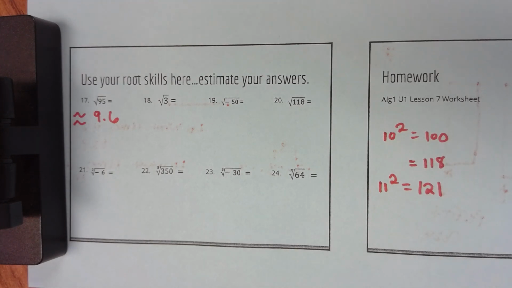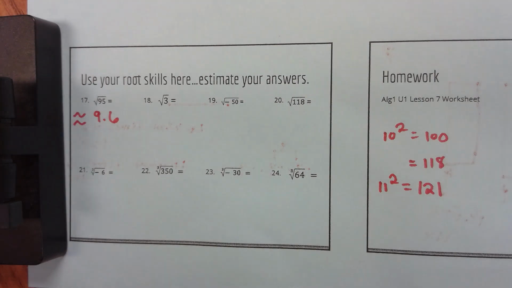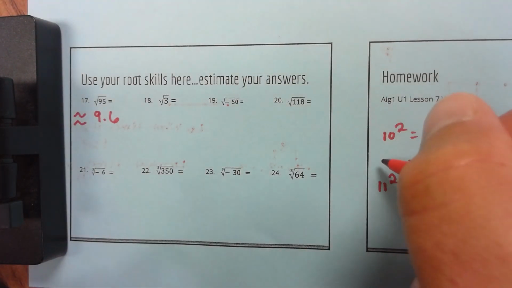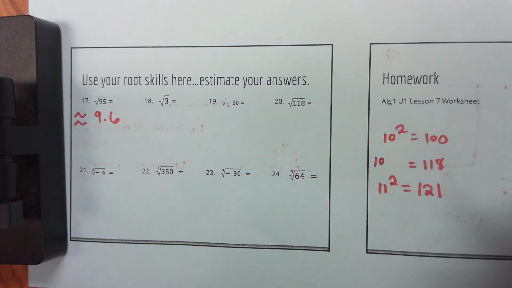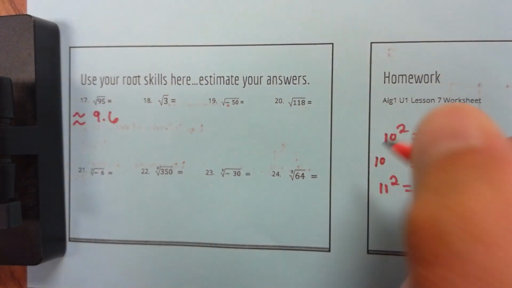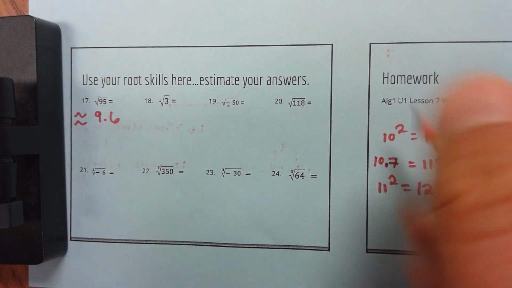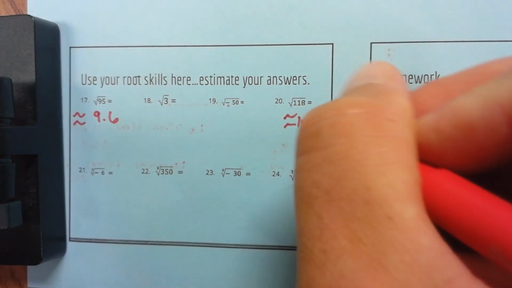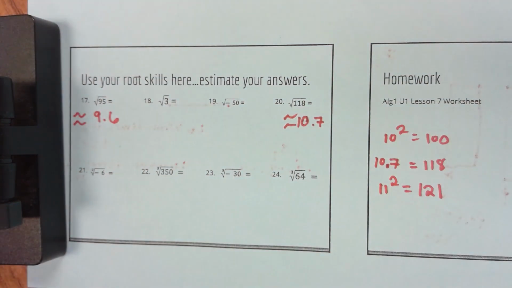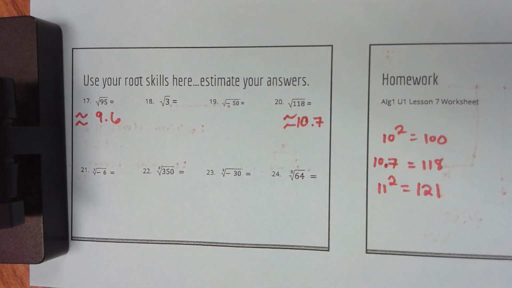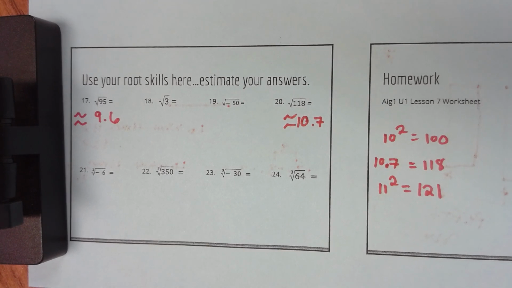Well, 118 is closer to 121 than it is to 100. And so when we square root it, it's got to be in between 10 and 11. And it should be closer to the 11 because 18 is closer to 21. So we'll say 10.7. Again, I don't know if that's absolutely correct or not. It's just an estimate. We do not need these to be perfect.